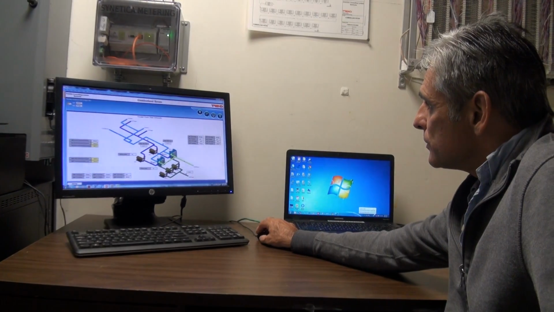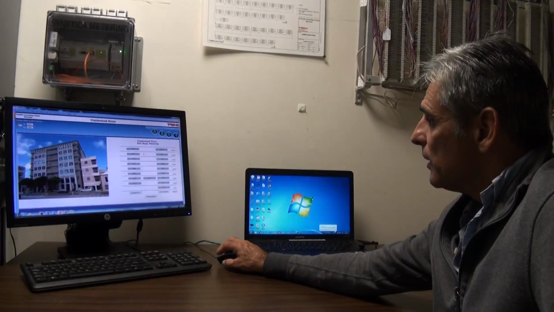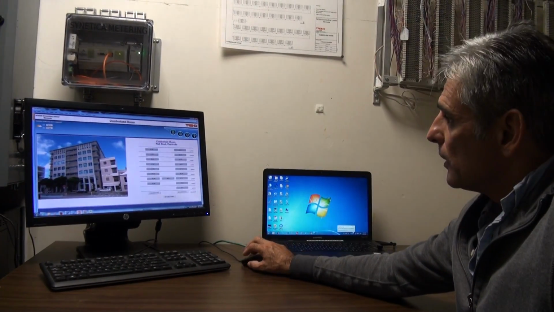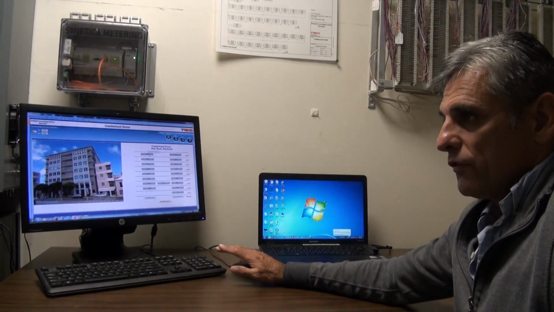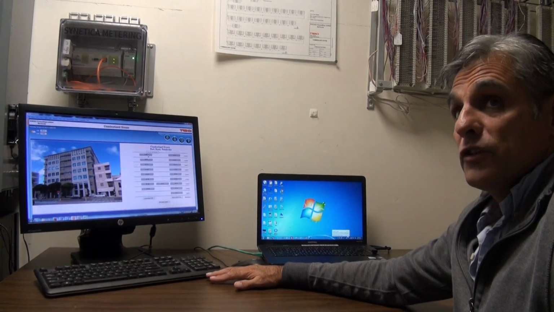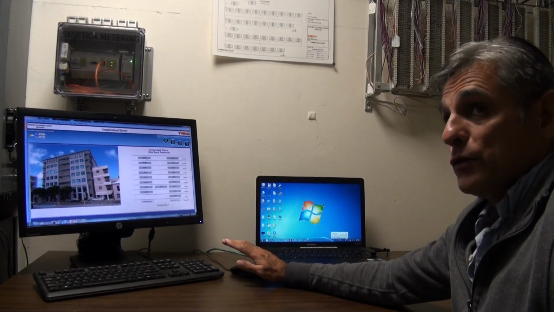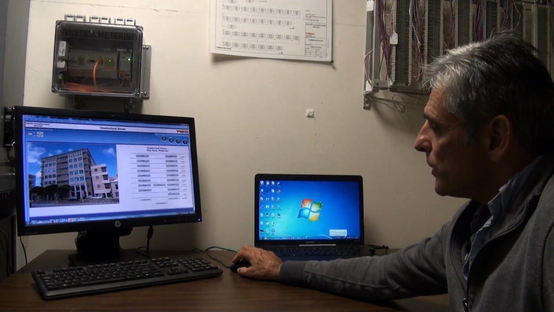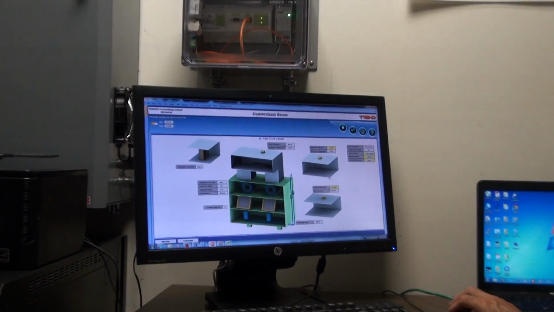We'll go back to the individual units. At the moment, grey means that the system is switched off on a time schedule, so grey means it's out of normal working hours. What we can do is go into any unit. This is a typical graphic for a unit.